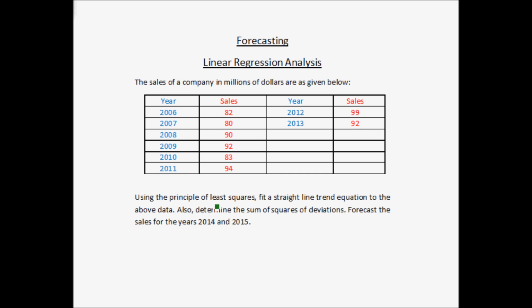Now, using the principle of least squares, fit a straight line trend equation to the above data. Also, determine the sum of squares of deviation and forecast the sales for the years 2014 and 2015. So basically we have to use the principle of least squares and forecast for the years 2014 and 2015. And also we need to determine the sum of the squares of deviations. So let us solve this example.